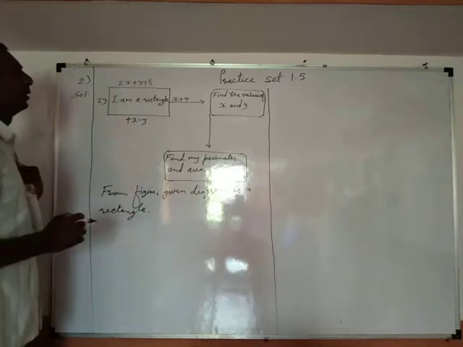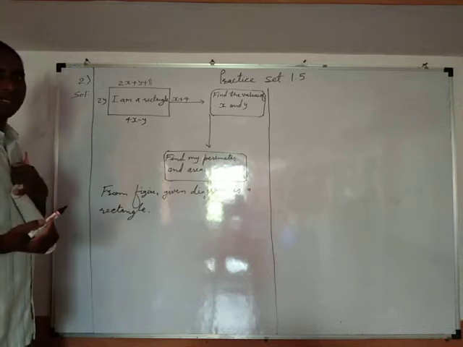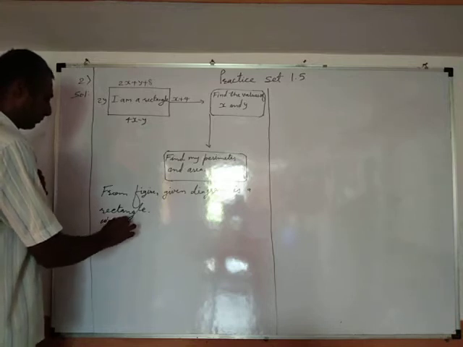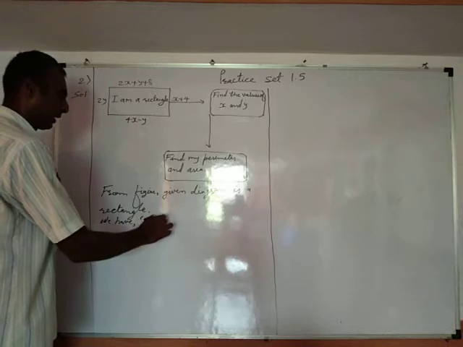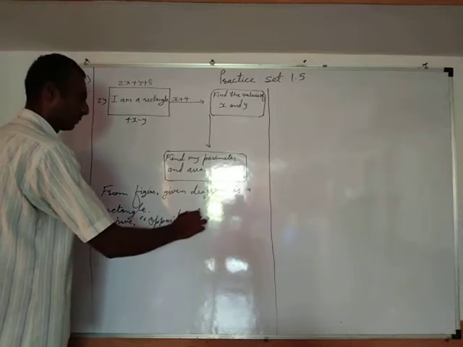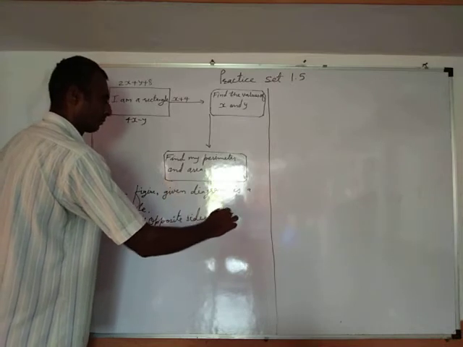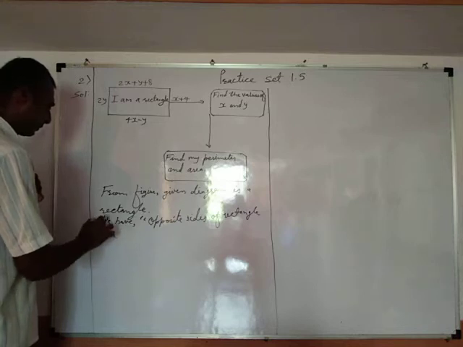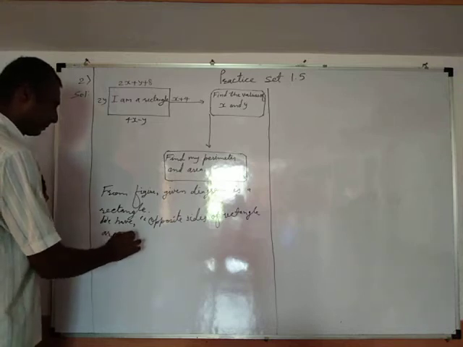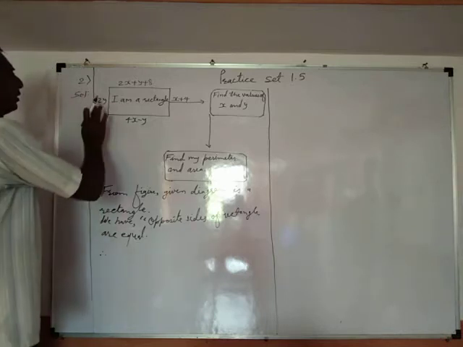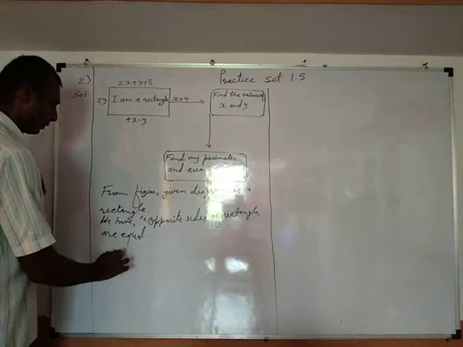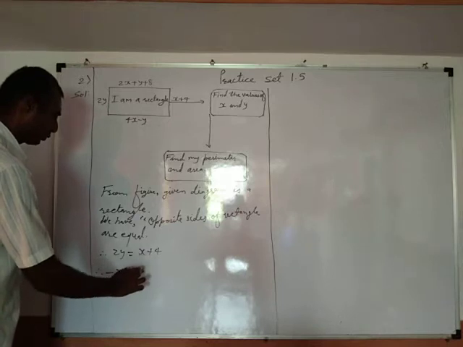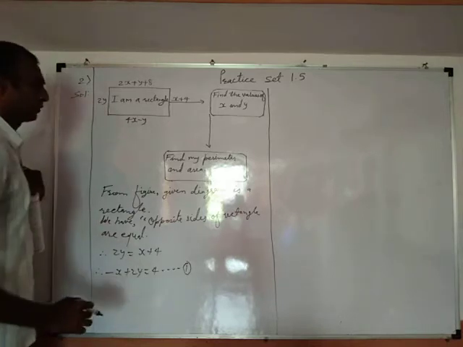And we know that opposite sides of a rectangle are equal. Therefore 2y equals x plus 4, and therefore minus x plus 2y equal to 4. Let's call it equation first.